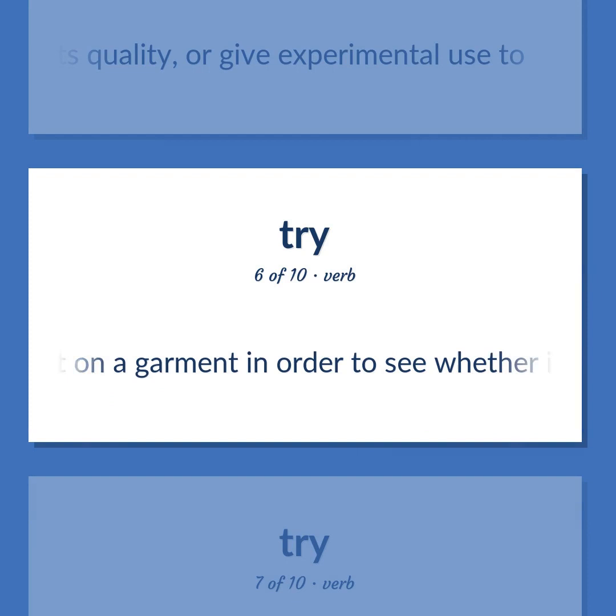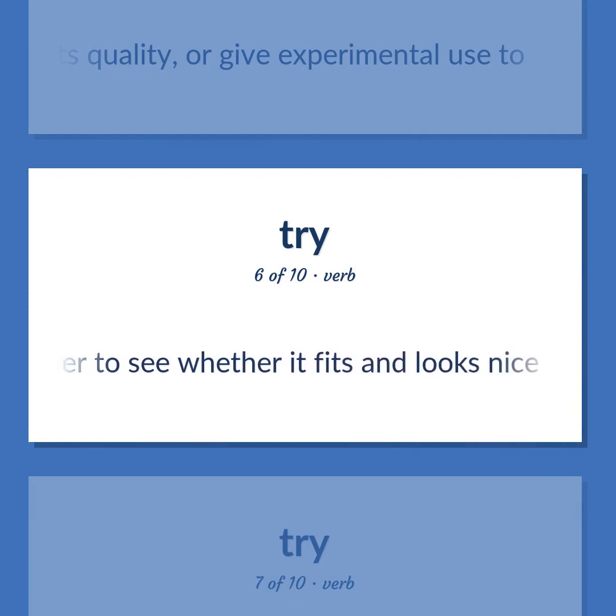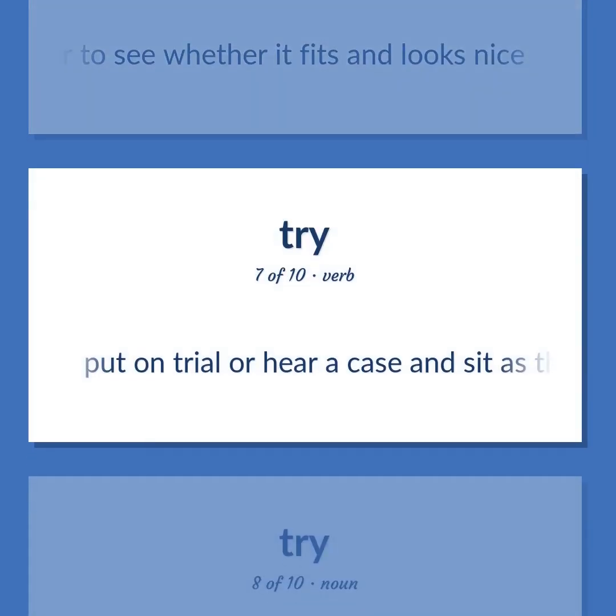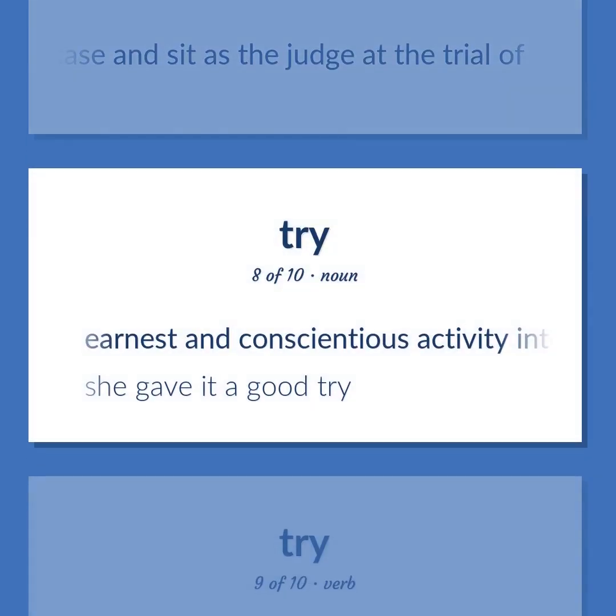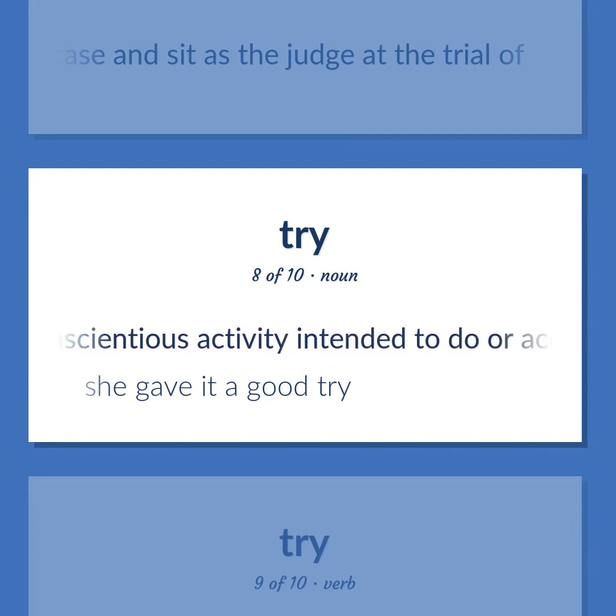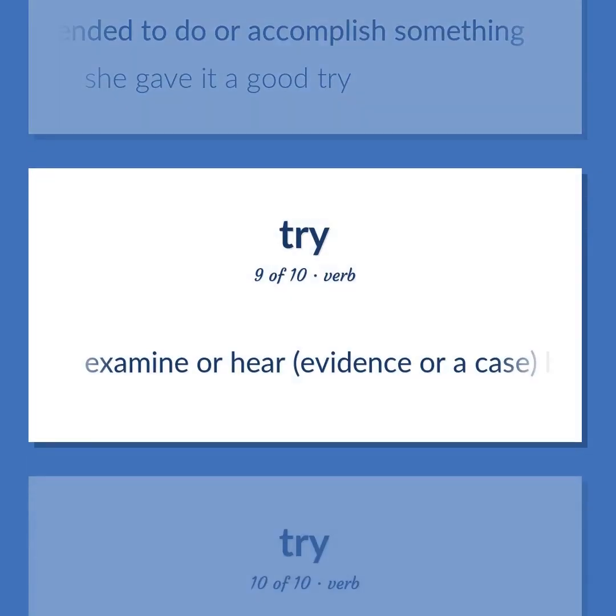Put on a garment in order to see whether it fits and looks nice. Put on trial or hear a case and sit as the judge at the trial of. Earnest and conscientious activity intended to do or accomplish something. She gave it a good try. Examine or hear evidence or a case by judicial process.